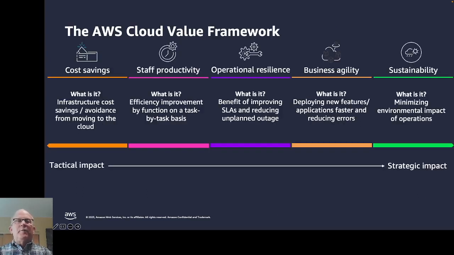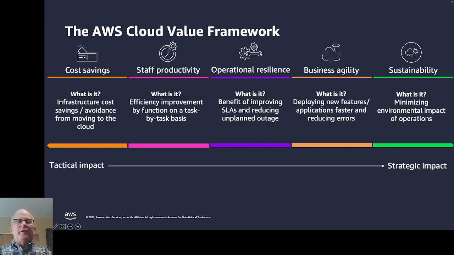Here is a high-level view of the cloud value framework across multiple dimensions. Cost savings is realized by avoiding provisioning on-premises infrastructure with large fixed spend, and then reducing the ongoing variable spend through the AWS economies of scale that we offer.